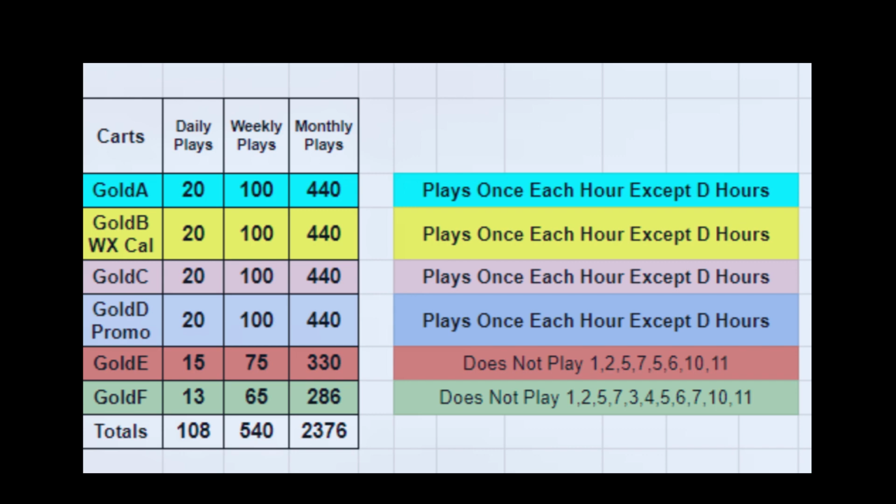times a day. That cart plays a 60-second spot, or there's 108 60-second spots in all of those carts in a 24-hour period for 5 days, Monday through Friday, or 540 for the entire week, or 2,376 for the entire month.